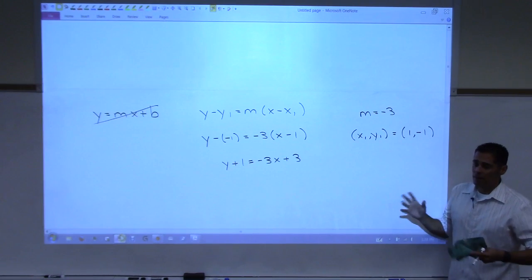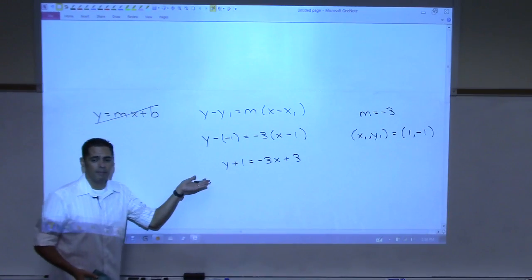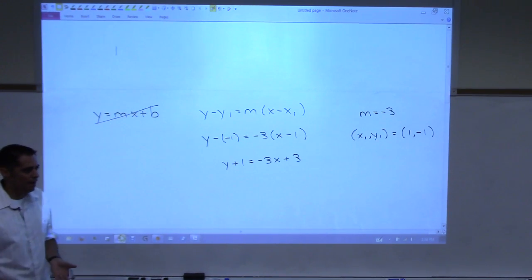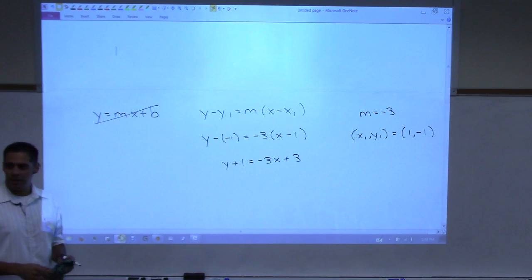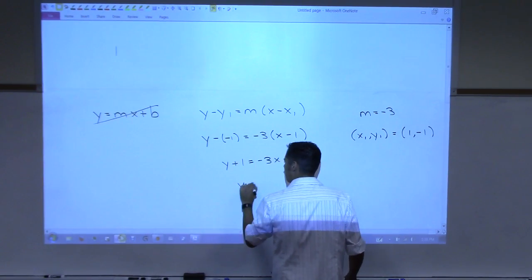And at this point, you could argue that you've answered the question. That is an equation of a line, isn't it? It's just not in the form we like to put them in, which is solved for y. We like to get y by itself so that we can graph it easier. So I'm just going to subtract 1 on both sides.